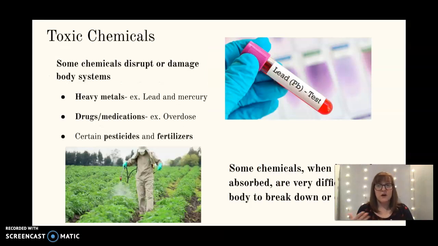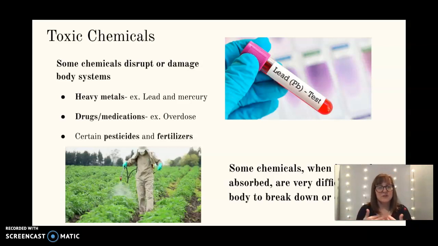Toxic chemicals are chemicals that disrupt or damage the body system. So, for example, lead and mercury, they're heavy metals. They can be very dangerous to our bodies. Drugs and medicine can help, but they also can harm if you have them in an overdose. Certain pesticides and fertilizers actually can harm us as well as plants.